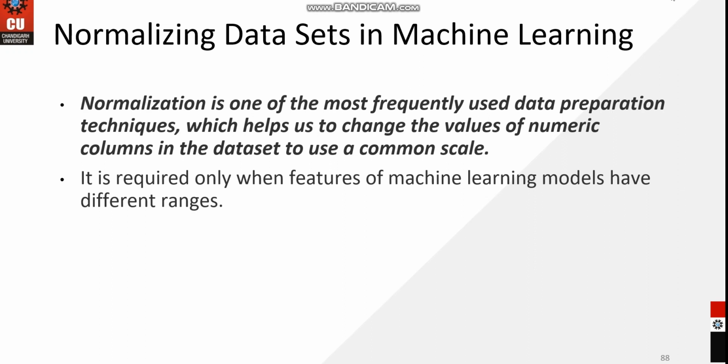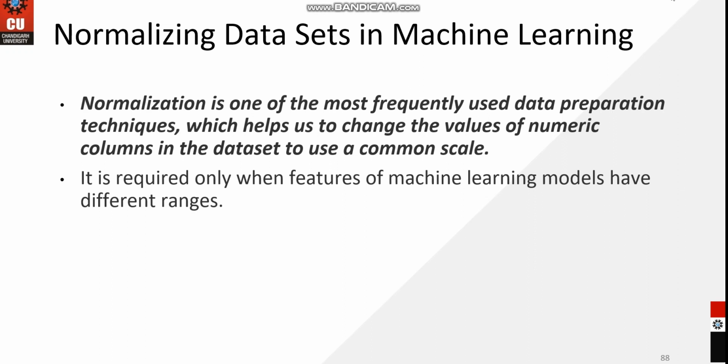In today's video we are going to discuss normalization in machine learning. When we talk of normalization, it is one of the most frequently used data preparation techniques, which helps us to change the values of numeric columns in the dataset to use a common scale. We know that normalization is not mandatory for all datasets in machine learning, but it is used whenever the attributes of the dataset have different ranges. It helps to enhance the performance and reliability of a machine learning model.